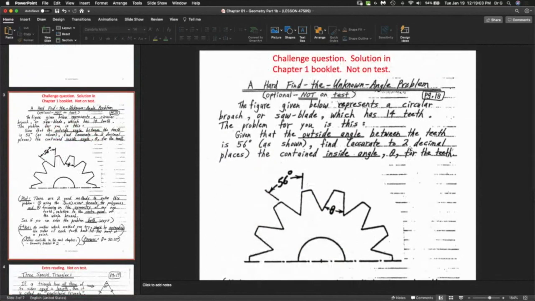Okay, so this question here is not on the test, and the solution is actually in the Chapter 2 booklet. So for that reason, I'm going to ask you to try this one on your own. For the stronger students that want a bit of a challenge.